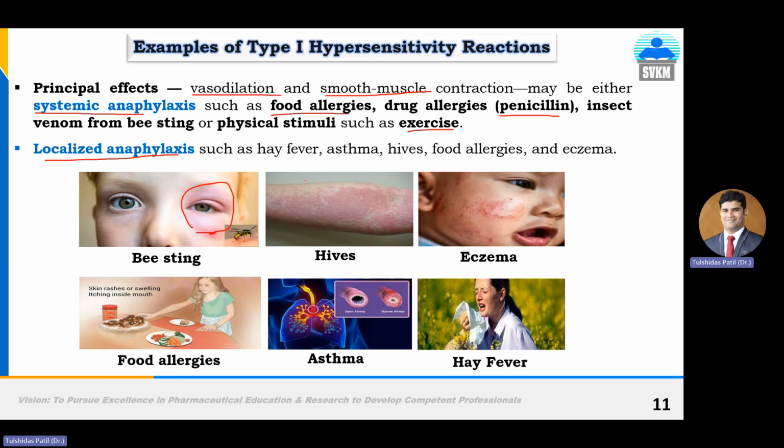When I say localized anaphylaxis, it includes hay fever, asthma, hives, different food allergies, or eczema. So these are the different examples of type 1 hypersensitivity reaction, which are expressed either as systemic anaphylaxis or localized anaphylaxis.